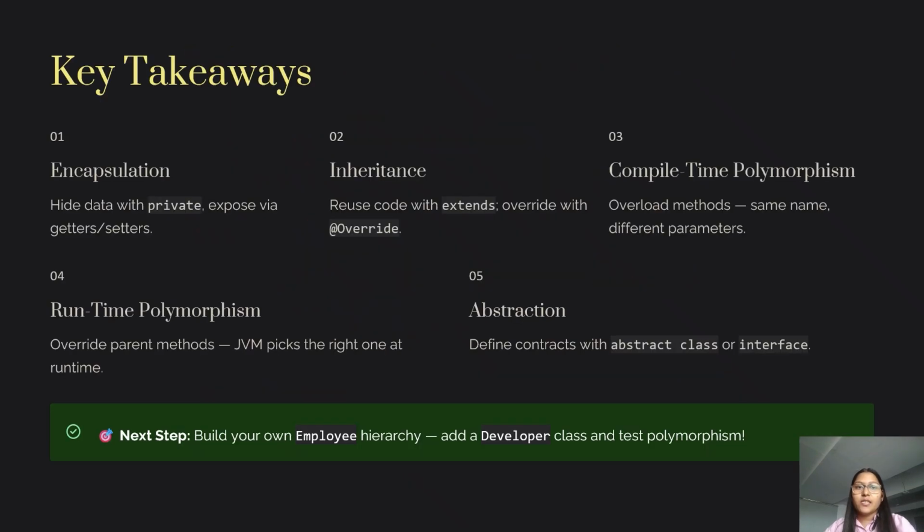Next, the key takeaways from the session. We have already taken a brief look at the OOPs concepts, which are encapsulation, inheritance, and polymorphism. Polymorphism has two types: first is compile time, and we have already read about why it is called compile time polymorphism. The other is runtime polymorphism, as well as abstraction, right? Next, it's your own responsibility to build your own employee hierarchy, like adding a Developer class, and to test polymorphism and all the OOPs concepts.